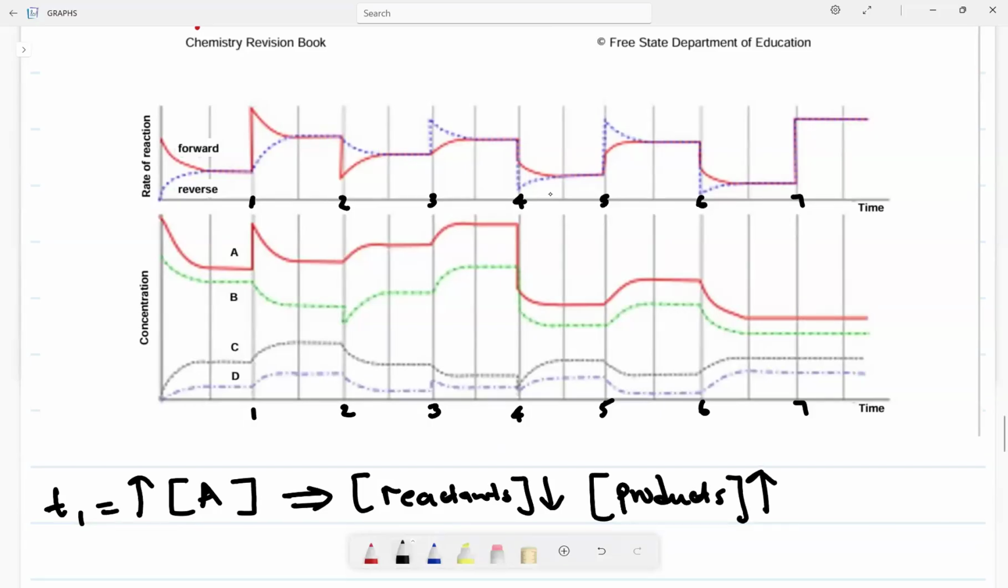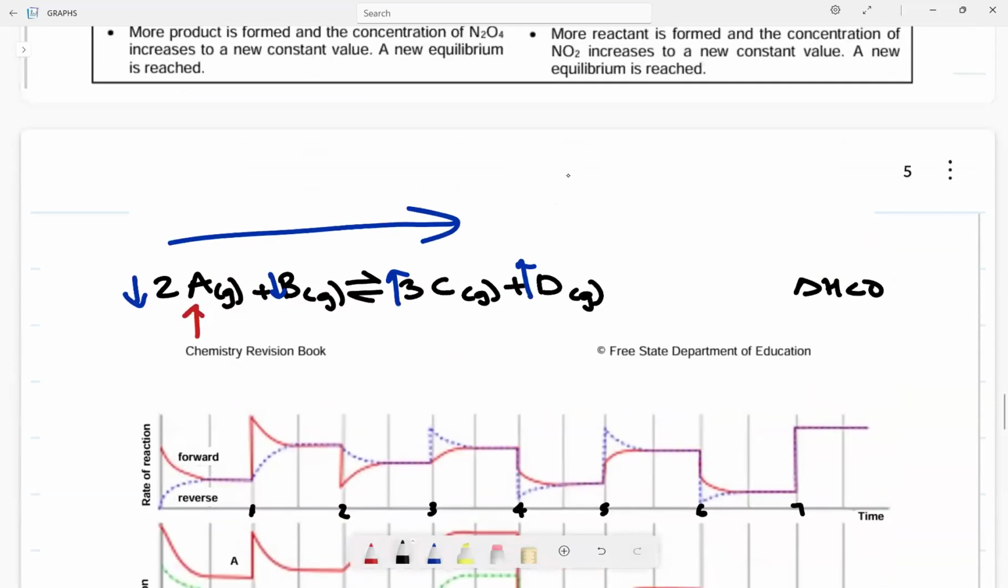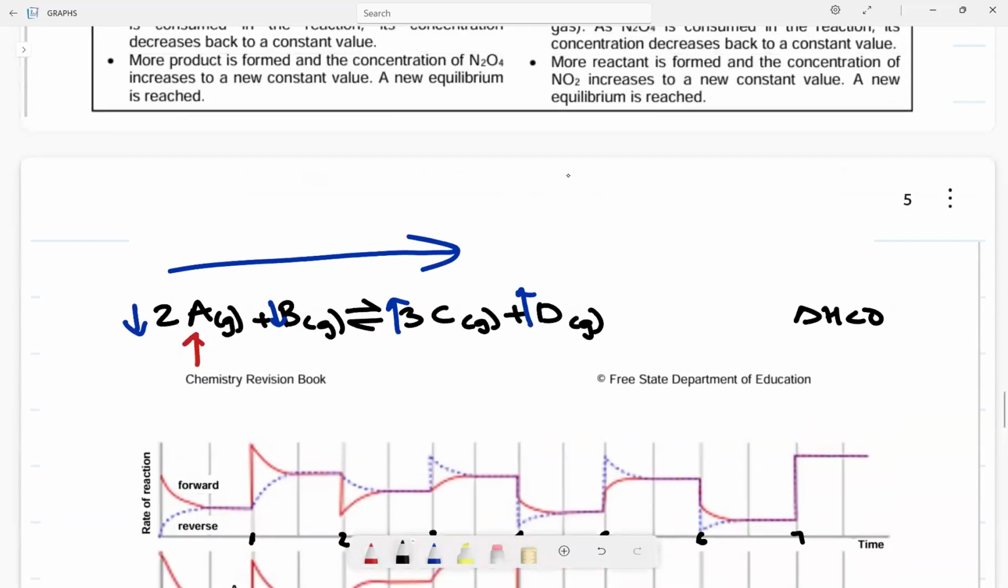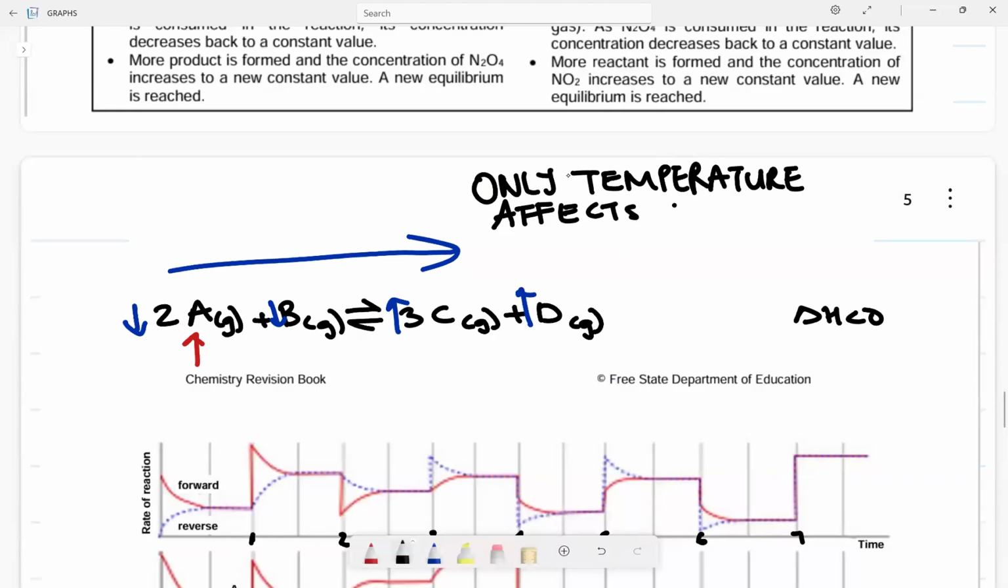and the concentration of the products increases. Remember the statement I told you in the Le Chatelier's principle video: only temperature affects the Kc value.